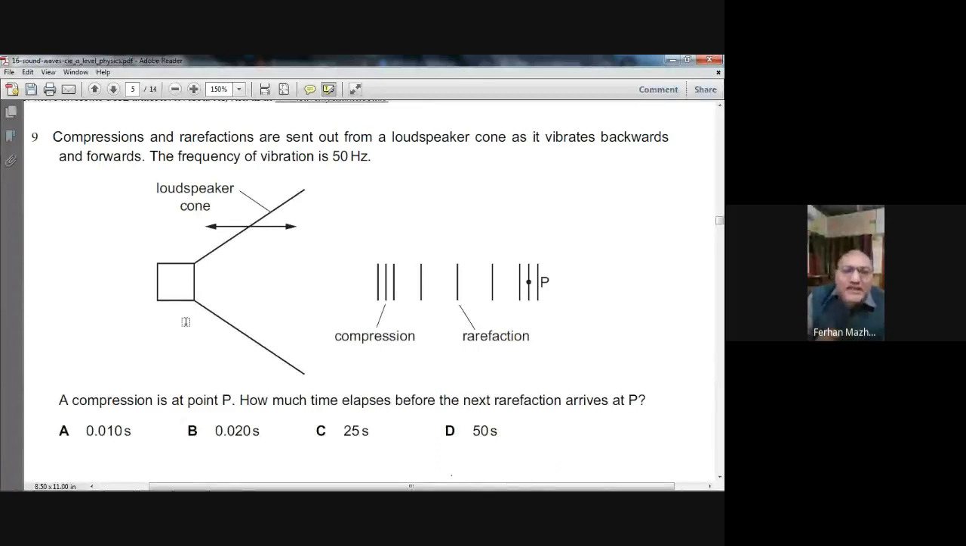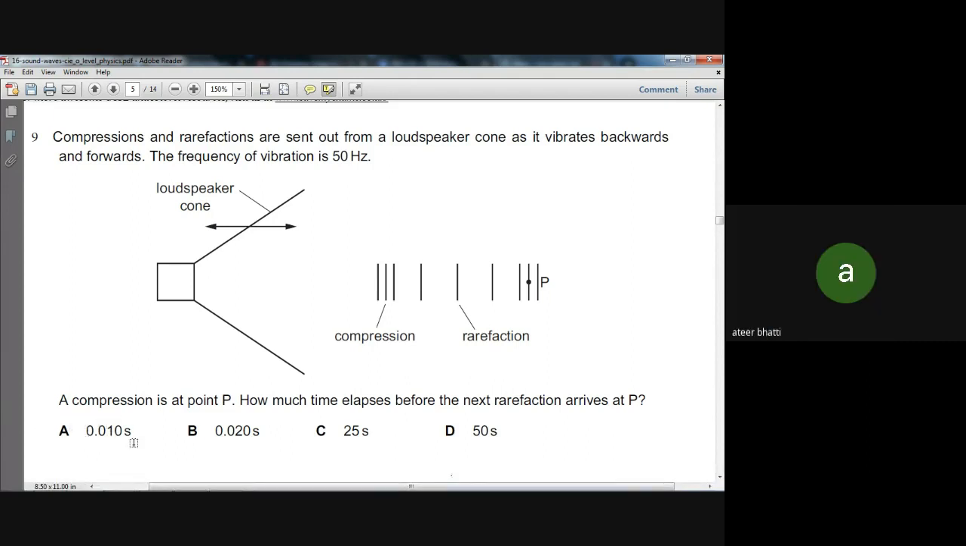How much time will it take? 0.01. Your time period was 0.02 seconds. So it will take half the time period, and that will be 0.01 seconds. So A is the choice. This is the choice, sir.